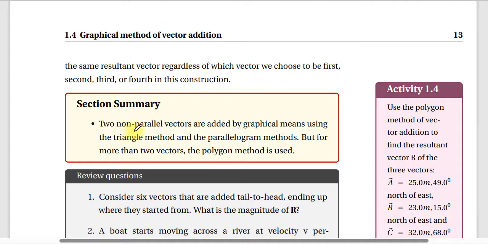Summary: two non-parallel vectors are added by graphical means using the triangle method and parallelogram method, but for more than two vectors the polygon method is used.